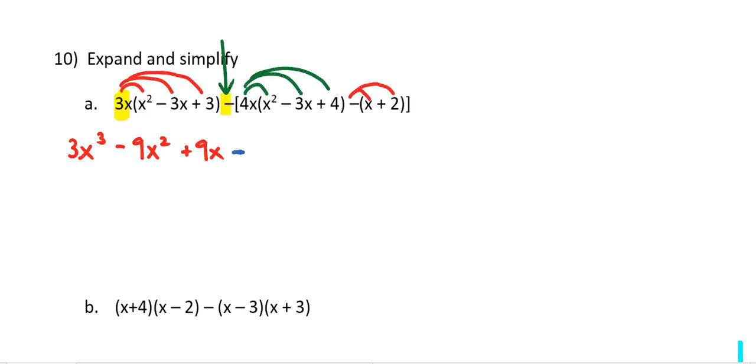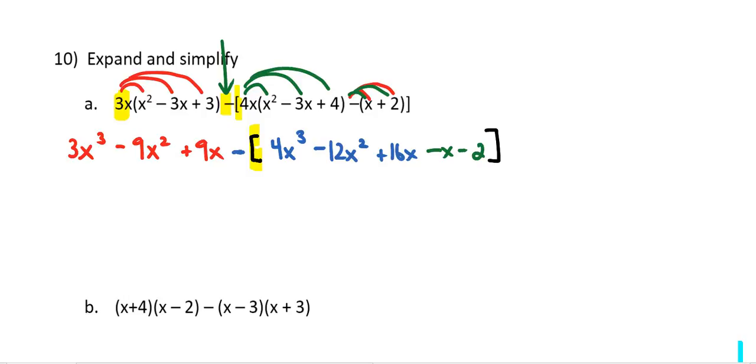Alright, so what I'm going to do here is I'll put this square bracket here. So this square bracket is the same thing as this square bracket there. And let's go ahead and distribute that 4x now. So this will be 4x cubed minus 12x squared plus 16x. And then if I distribute the minus sign here, this will be negative x minus 2. And then we'll finish this off by putting a square bracket right there. Okay.